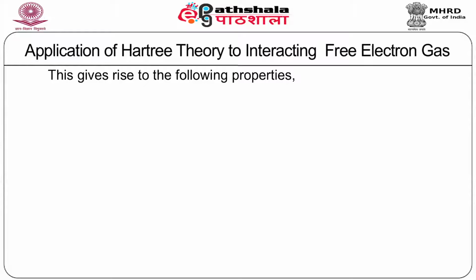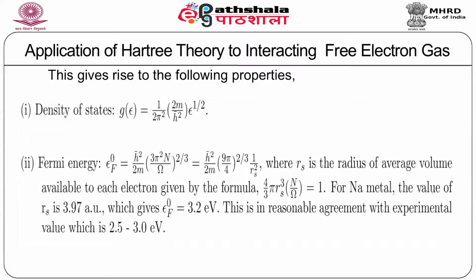This gives rise to the following property: the density of states is the free electron density of states, with a square root energy dependence, as is shown here. The expression for the Fermi energy is given by h cut square divided by 2m times 3 pi square times n divided by omega to the power 2/3.